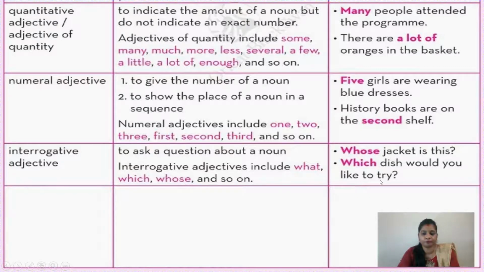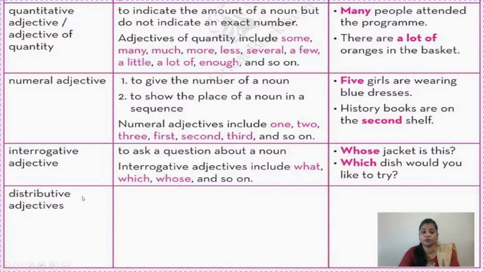Suppose I am writing which is your book. So it is interrogative pronoun. When I am saying which is your book, it is interrogative pronoun. So here which is adjective, okay, but when we are saying which is your book, it is a pronoun. So please don't get confused in pronoun and adjective.